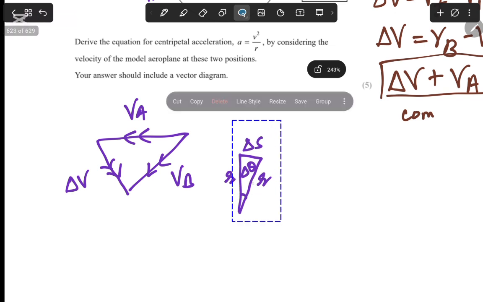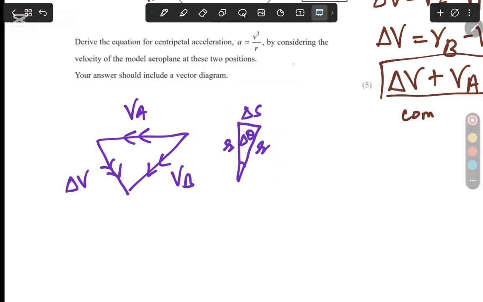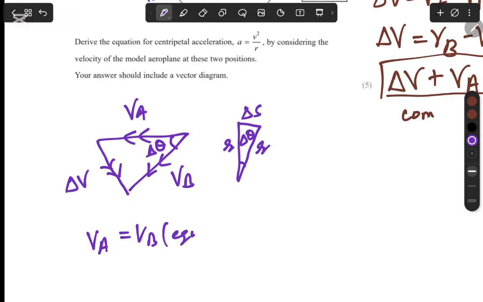Now notice here, the angle is between the two R's and the change in S. So the angle here must also be right over here. The change in theta must also be here, because both of these are going to be VA, VB, and then we have the change here as well, the change in V. Now VA and VB are going to be equal in magnitude.